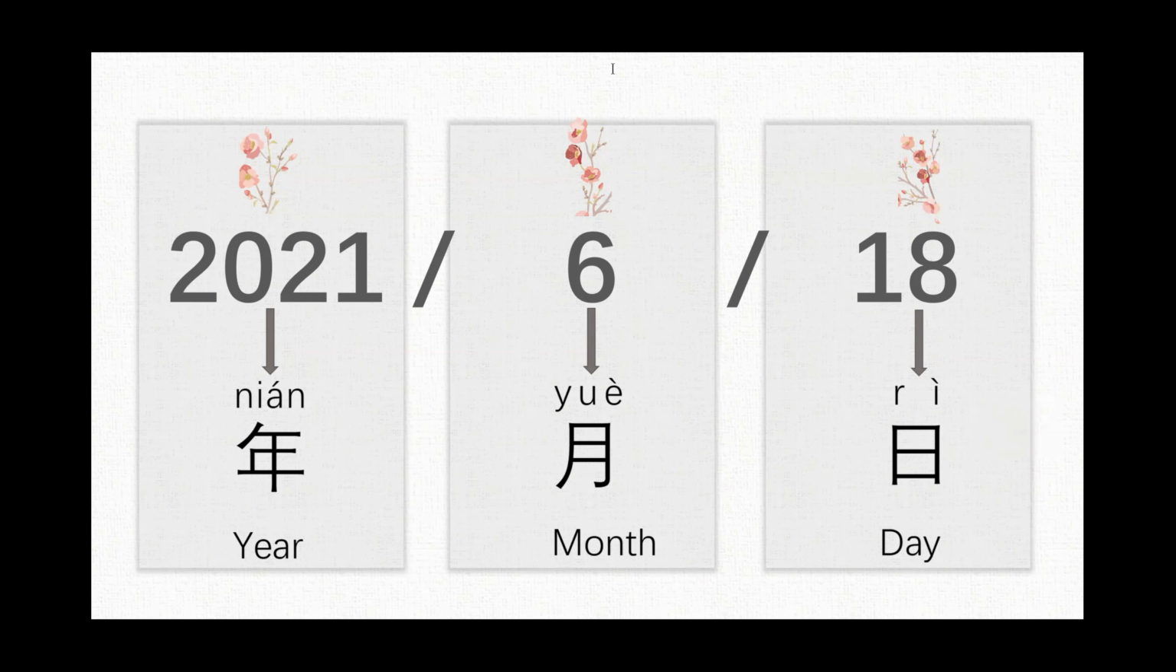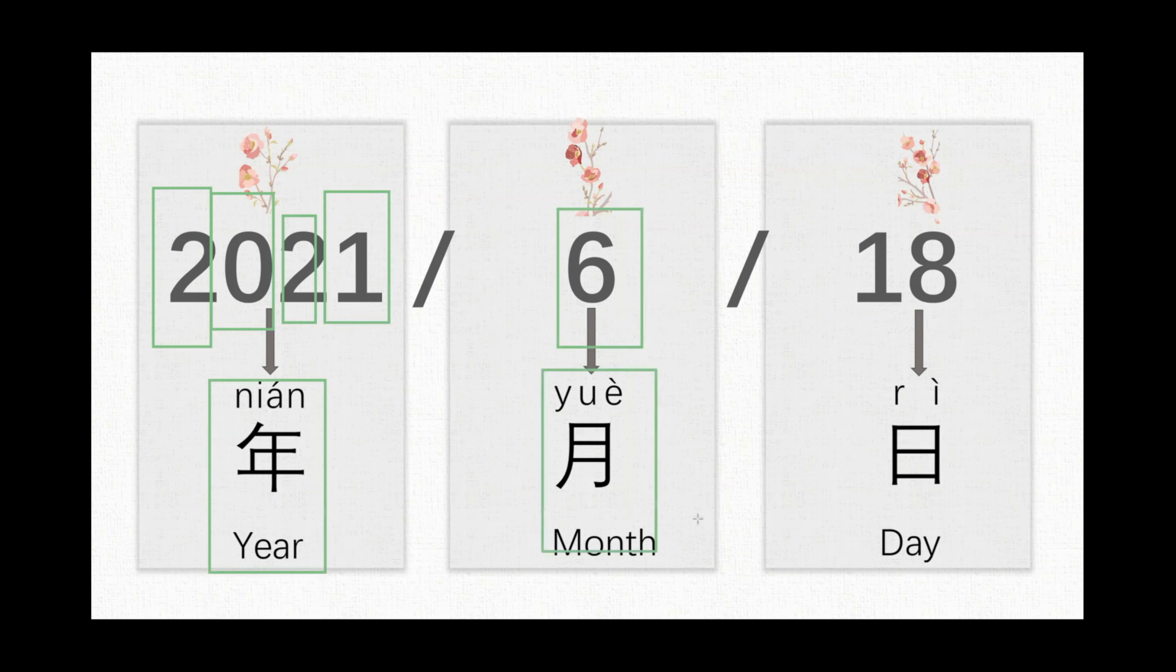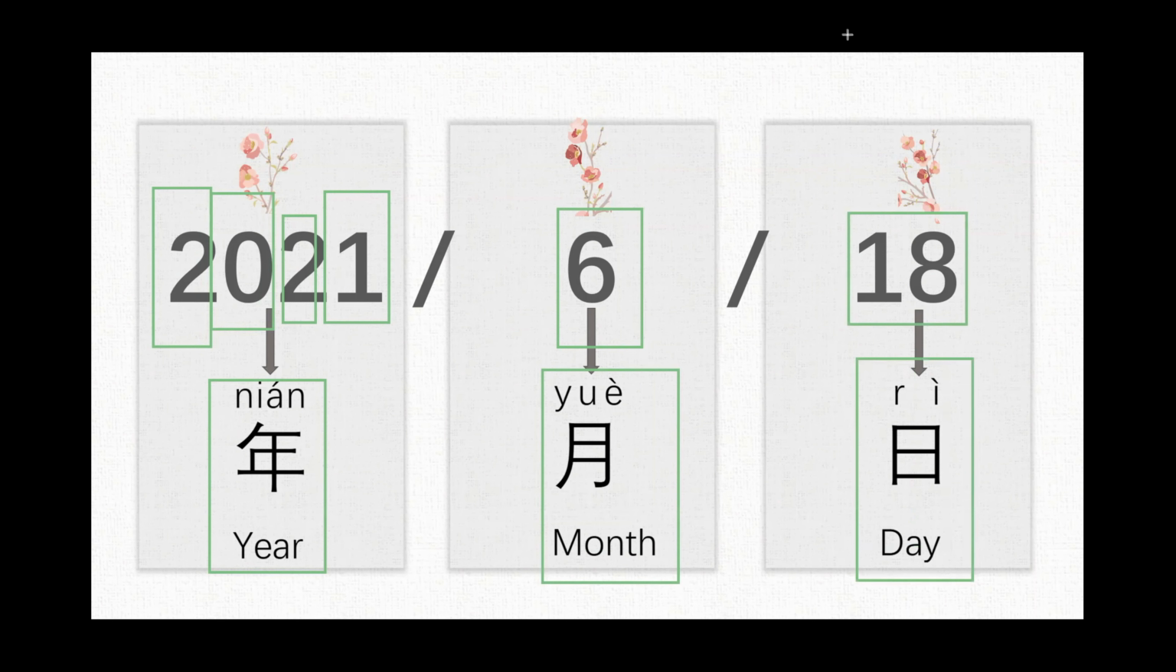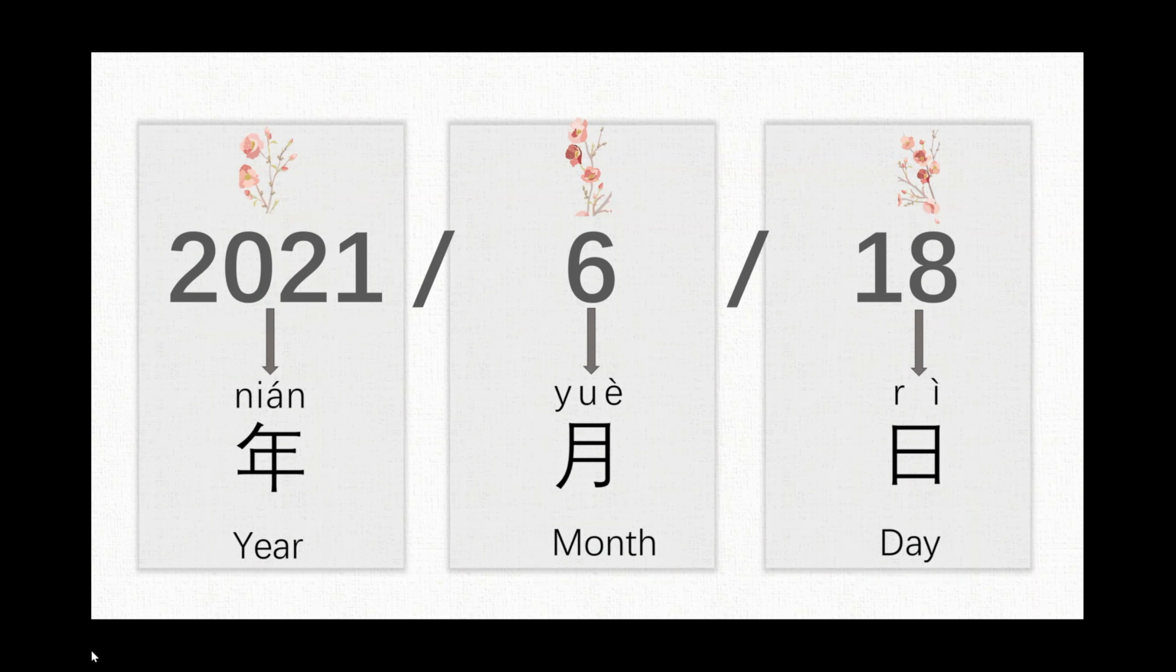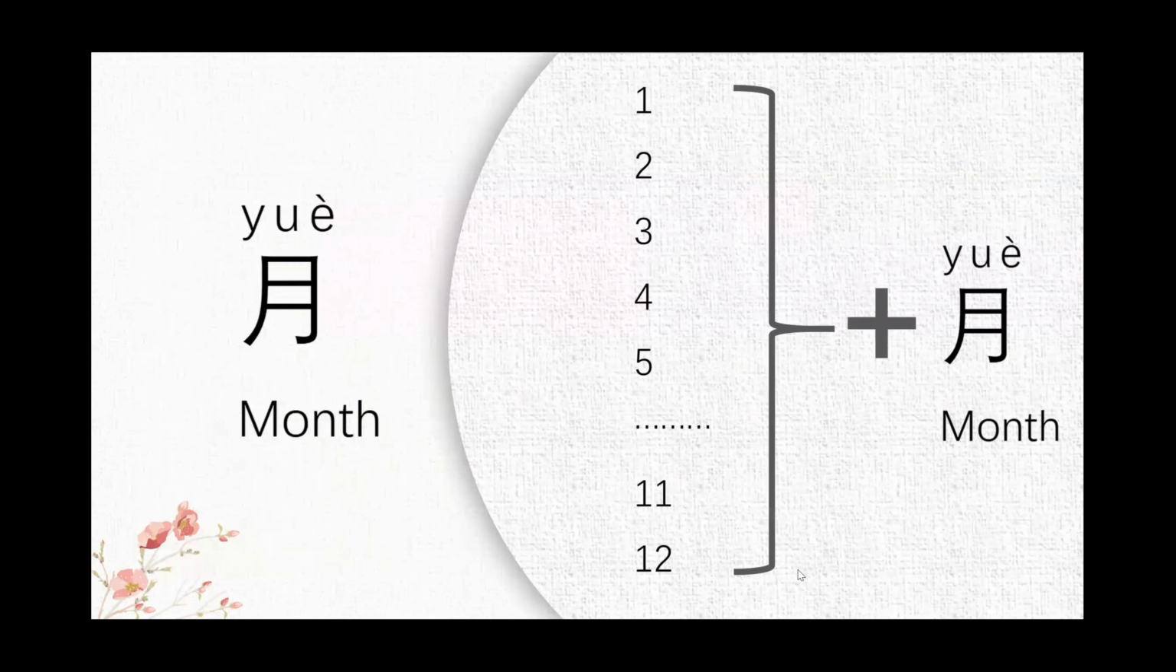All right, so now I will read it in the complete way. That's gonna be 2021年6月18日 or 18号. That's the way to do it. So after we know how to read the date, now I'm gonna tell you how we say the months in the independent way. Basically, that is all about numbers. 月 is months, right? You only need to use number 1 until number 12. Put it before 月.